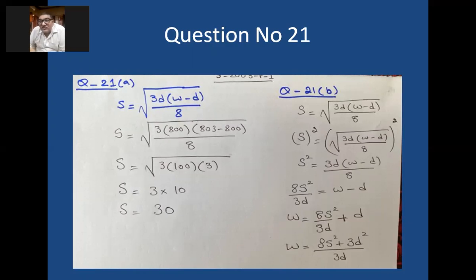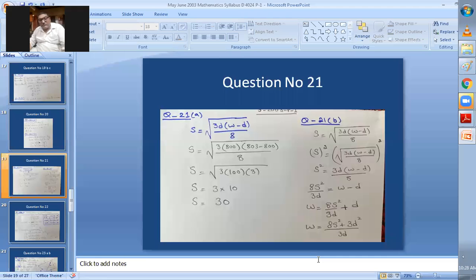This is the right answer. Or you can take this 3D as LCM and then you will have 8S square plus 3D square divided by 3. So you can write in both forms, this first form, or you can write in the second form. Both answers are correct. This is a 3-mark question, question number 21 B part. So I hope that you have understood this question, and let's move to the next.